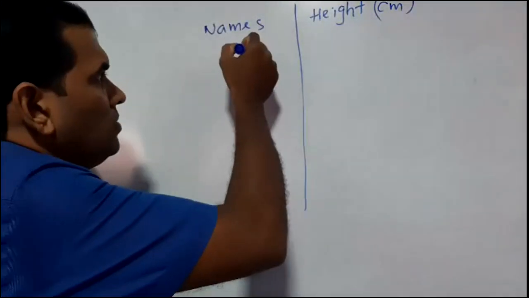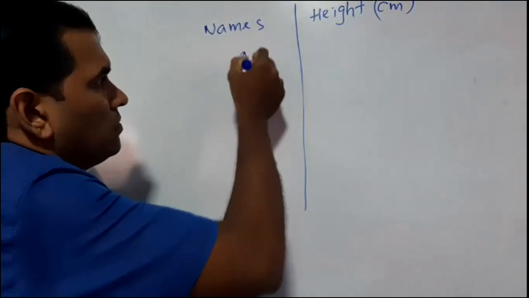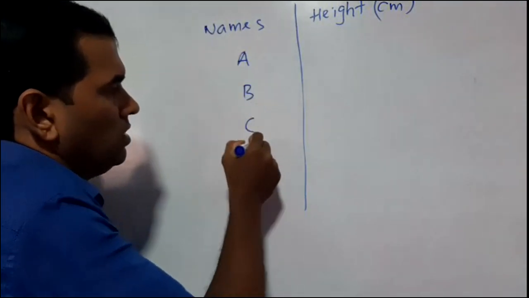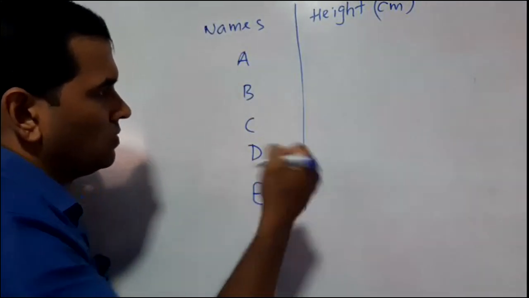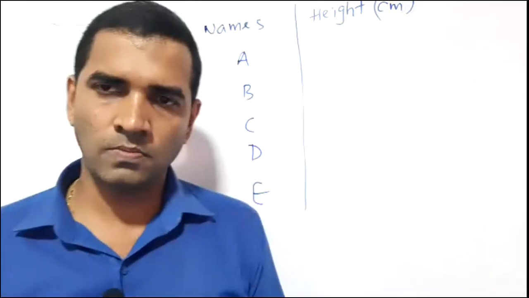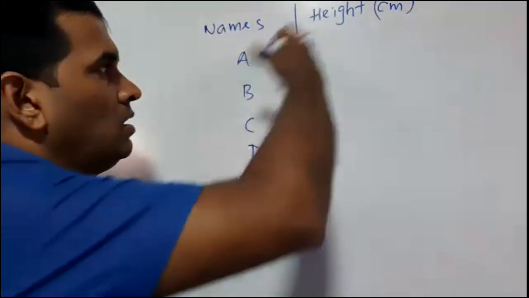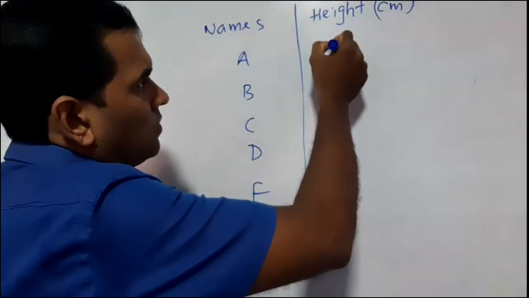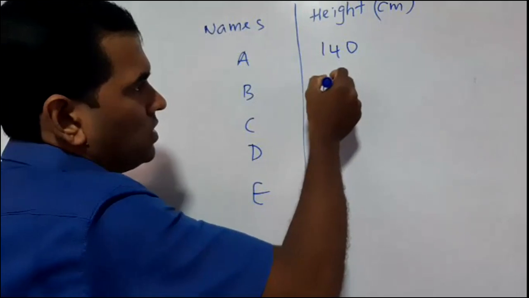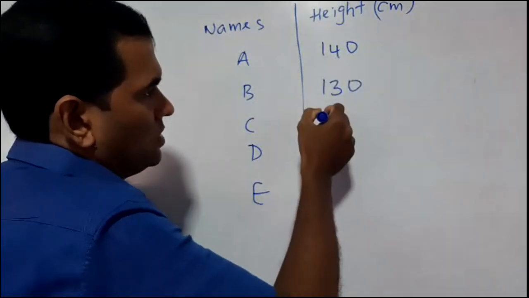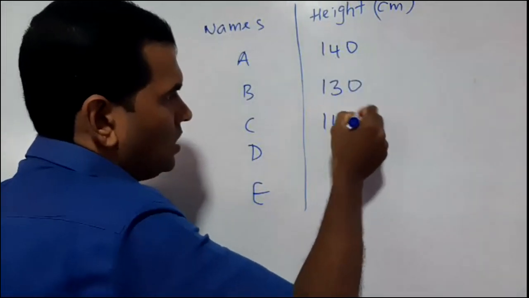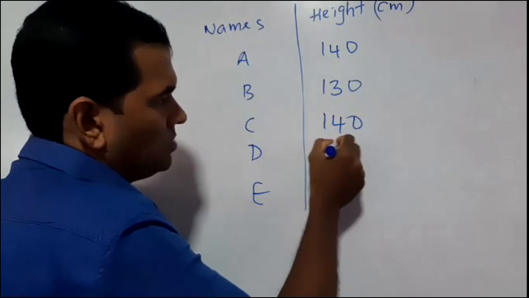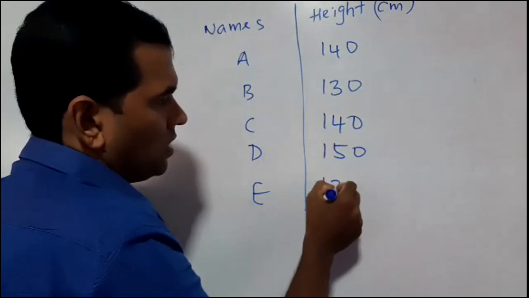Let's name them A, B, C, D, E. Enough, I have only 5 students. Let's write their heights. He is 140 centimeters. This is 130 centimeters. He is also 140. This is 150. He is 135.